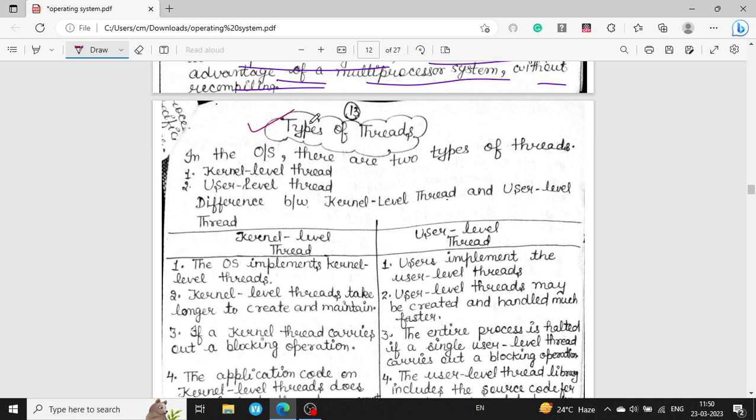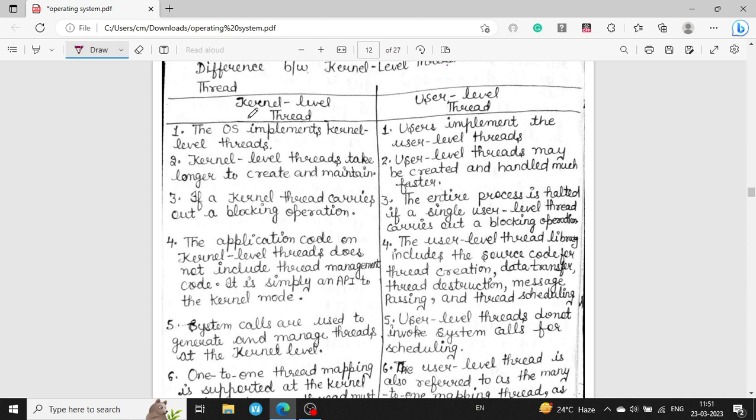Types of threads means what type of threads are considered in operating system. There are two types of threads. First, kernel level thread. Second is user level thread. Here I discuss its difference: kernel level thread and user level thread.